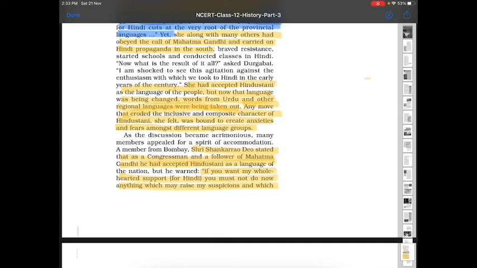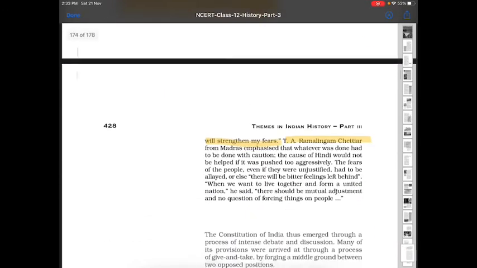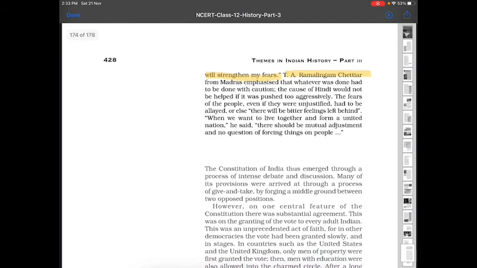And there was another leader, T.A. Ramalingam Chettiar from Madras, and what he said was, Hindi should not be pushed aggressively. It should be done with mutual adjustments. It should be mutually adjusted, and things should not be forced on the people.